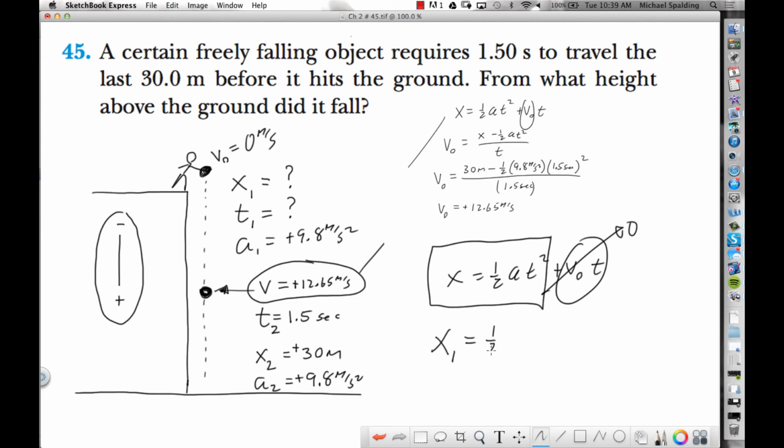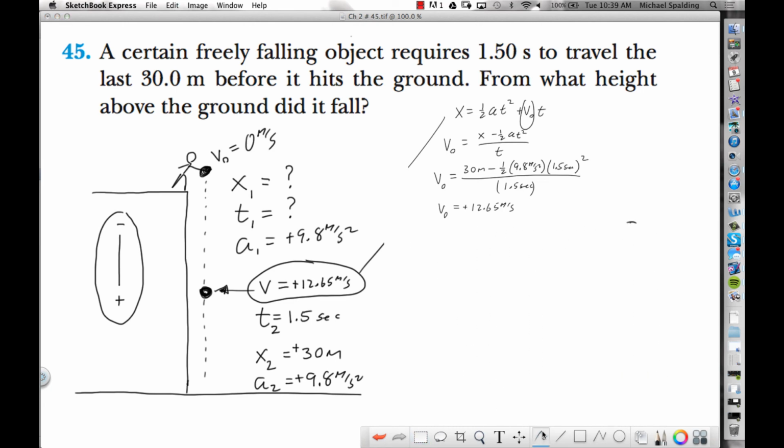So x1 is going to be 1/2... Wait a minute, hold on. No, wrong equation, Paul. Back up. Okay, try again. Sorry, guys. I wrote down the wrong equation. I even have it right here on my paper. Okay, it's the correct equation that'll do it.